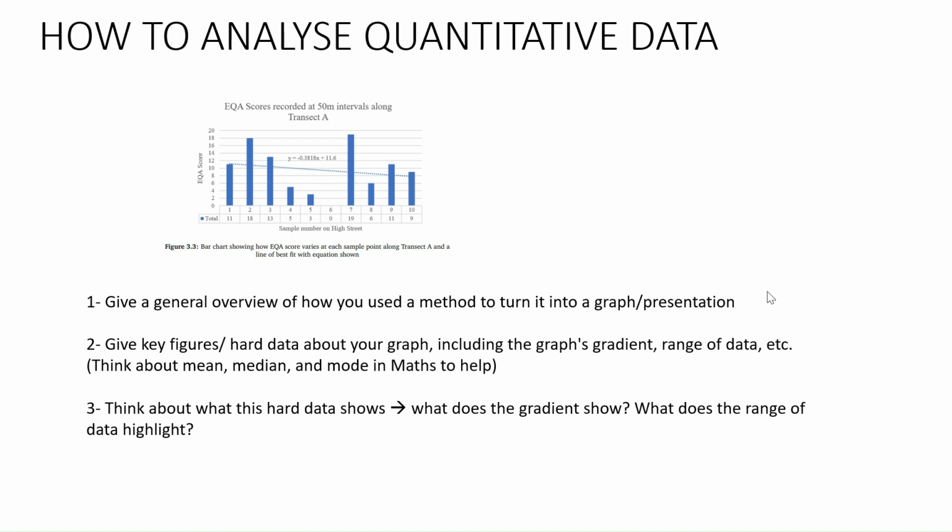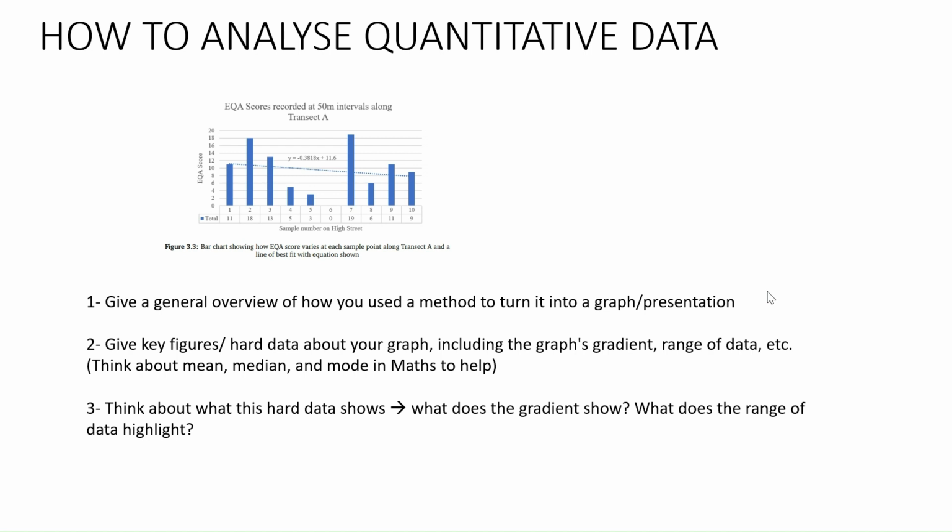For quantitative data, there's quite an easy approach. I would say it's the easiest section to approach. Number one, just read it. Give a general overview of how you used the method and how you turned your data into a graph. The second part is the most important in my opinion. You've got to give key figures about your graph, hard data about your graph. This could include the gradient, range, mean, median, mode. Think about maths. This is how you analyze quantitative data.